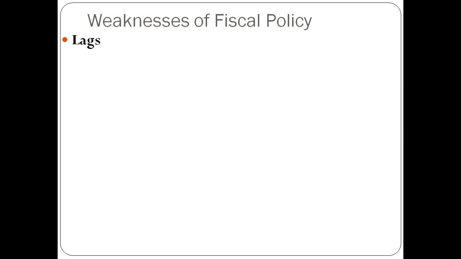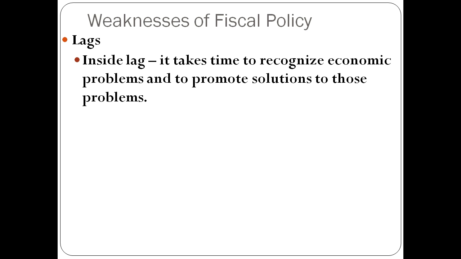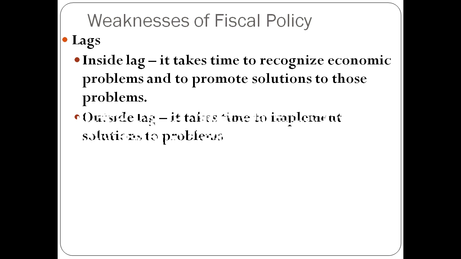Now, what are some weaknesses of fiscal policy? Lags are a big one. It takes a little time to implement fiscal policy. So you've got what's called the inside lag. It takes time to recognize economic problems and to promote solutions to those problems. So it takes a little time to actually recognize that there are actual economic problems in the data or in your observations or the observations of policymakers. Okay, that time that it takes to recognize the problem and then to promote solutions to that problem is what's called the inside lag.